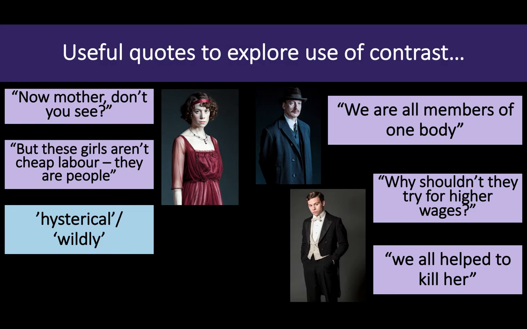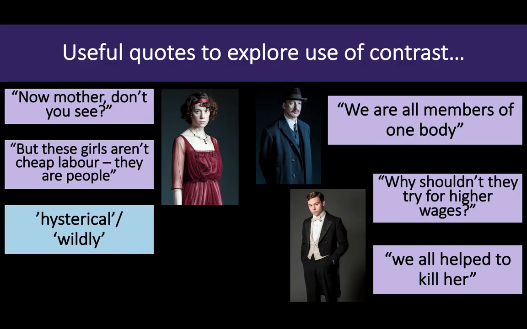She also challenges as well at the beginning of the play when Arthur Birling refers to the working class as cheap labour. She says, "But these girls aren't cheap labour, they are people." So she's contradictory, she's challenging. The use of the noun "people" shows her ability to view the working class with humanity. So even early on we see that Sheila has great capability of change.